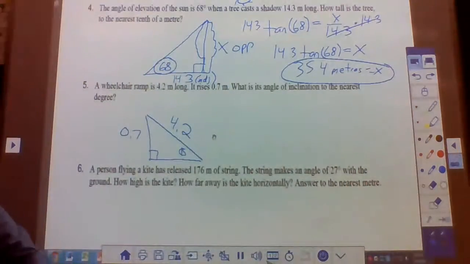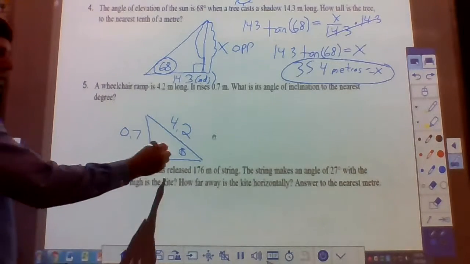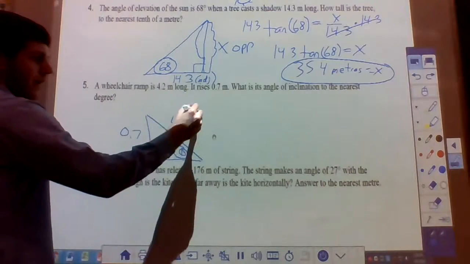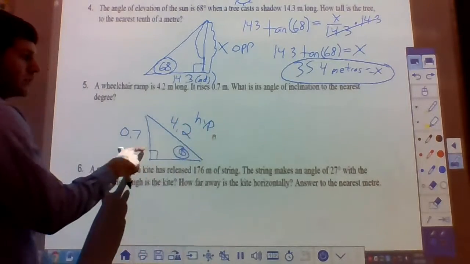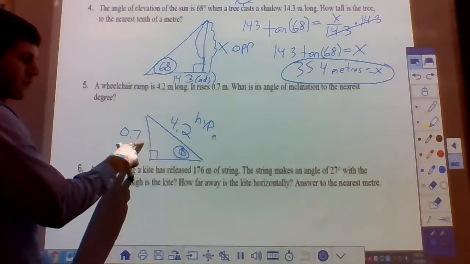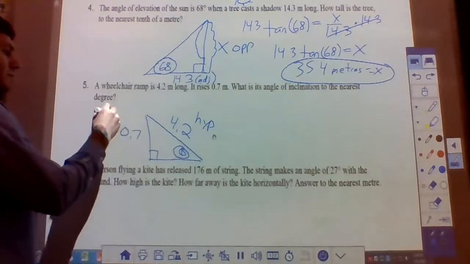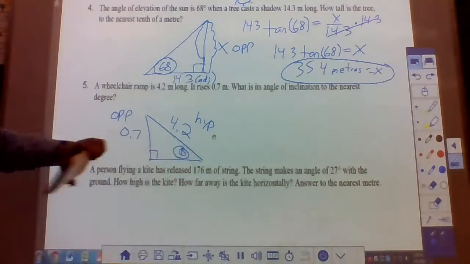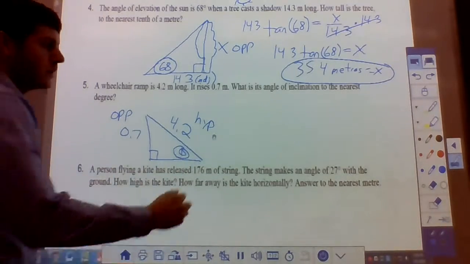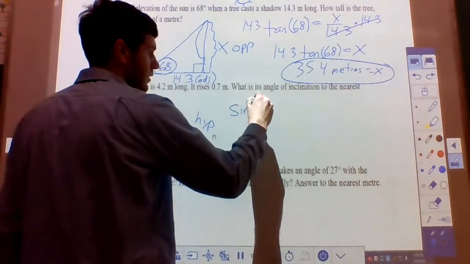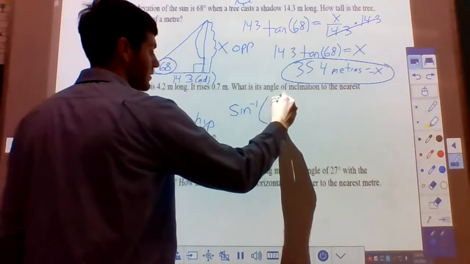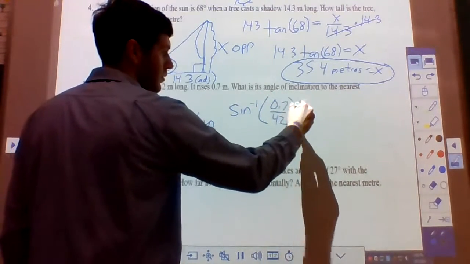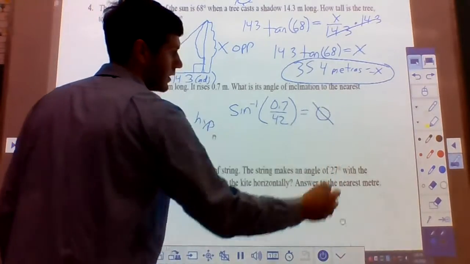Okay. So we're trying to find an angle, so we're going to use one of the inverse trig functions. So here's the angle in question. 4.2 is the hypotenuse. It's across from the right angle. 0.7 is across from the angle in question. So it's going to be opposite. Opposite hypotenuse is sine. And again, we're using inverse sine because we're trying to find the angle. So the inverse sine of the ratio, 0.7 over 4.2, will give us the angle theta.